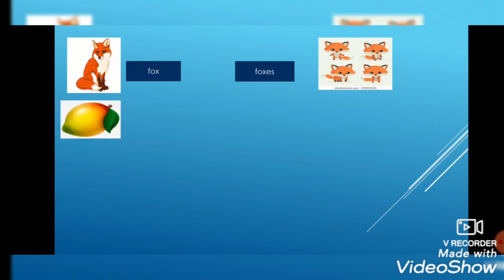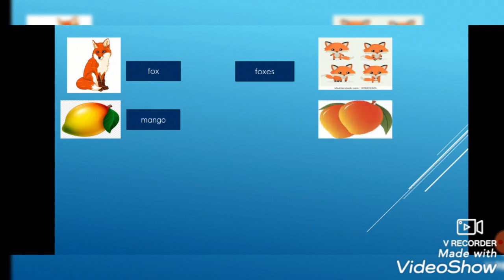More examples. This is a fox. So the fox ends with x, and to change it into plural, we have to add es. So we have foxes. Here it's a mango. So it ends with o, and to change it into plural, we have to add es, mangoes.